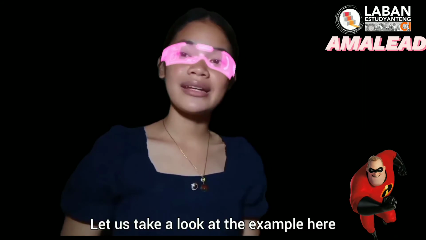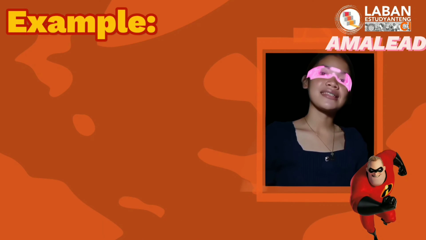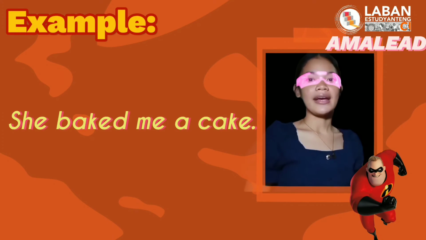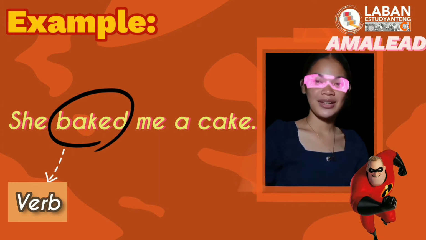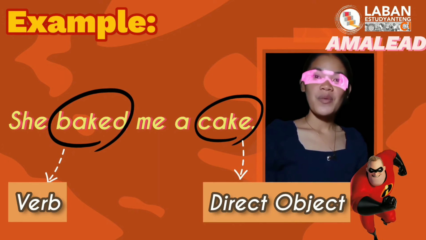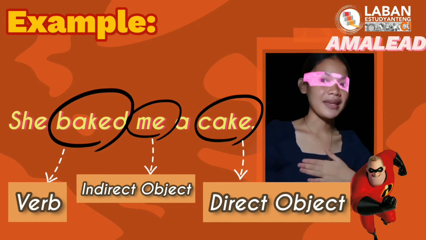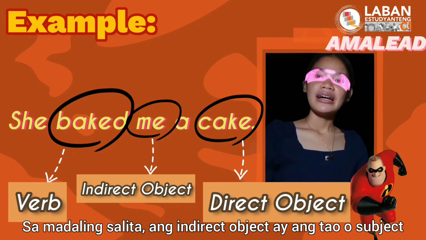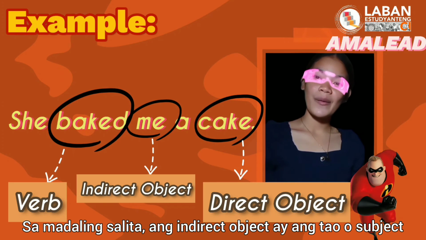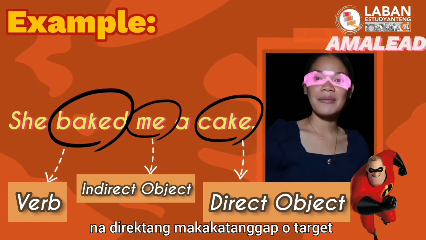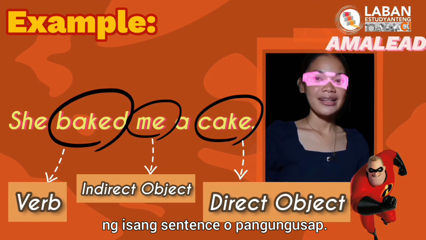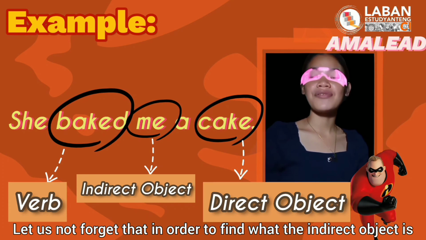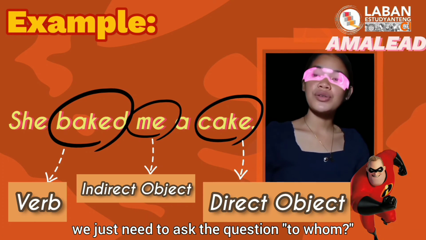Let us take a look at an example here. Here we have the sentence, she baked me a cake. Baked is our verb and our direct object is a cake. Our indirect object is me. Sa madaling salita, ang indirect object ay ang tao o subject na direct na makatatanggap or target ng isang sentence o pangungusap. Let us not forget that in order to find what the indirect object is, we just need to ask the question to whom.